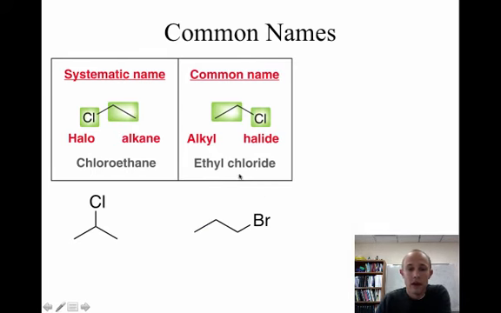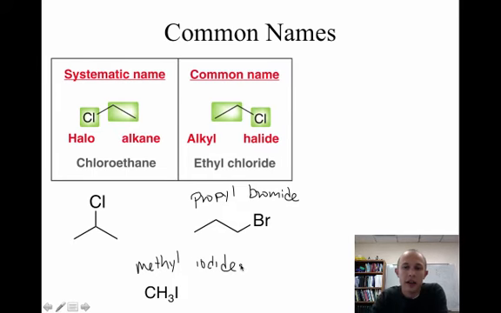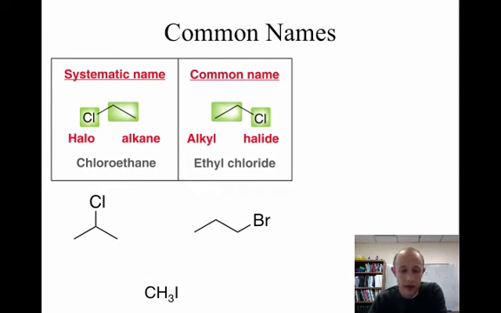Similarly, this one would be called propyl bromide, and this compound is called methyl iodide. I'd like you to understand what these common names mean, but I'm not going to expect you to be able to produce them under quiz or exam settings.